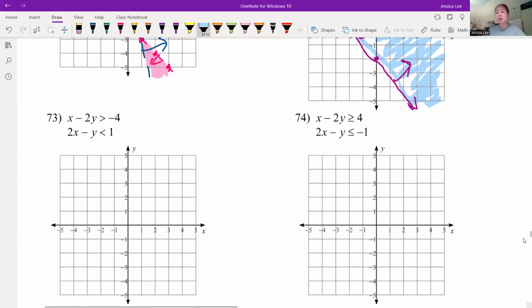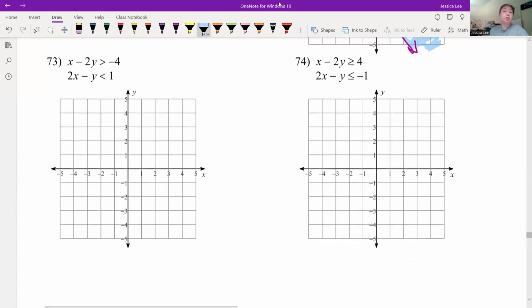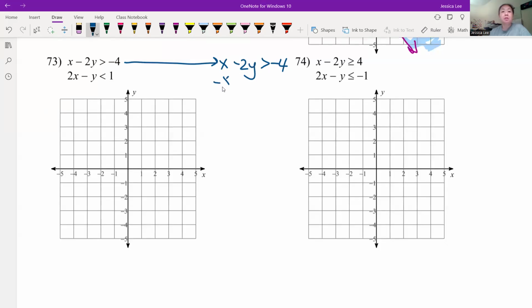All right, same thing here, except we have, again, standard form. So all we're going to do is convert it to slope-intercept form and then graph it, just like how we've been doing for the last 4 problems. So it's just that added step right there. So here, the first one, it's x minus 2y is greater than -4. So we're going to just subtract x on both sides. And we have negative 2y is greater than negative x minus 4. Remember, they are not like terms. We cannot add them together.